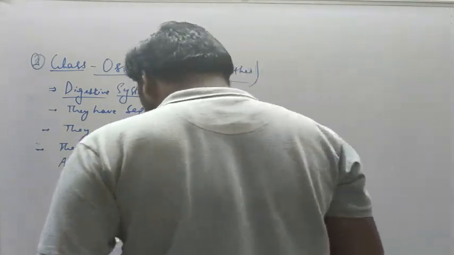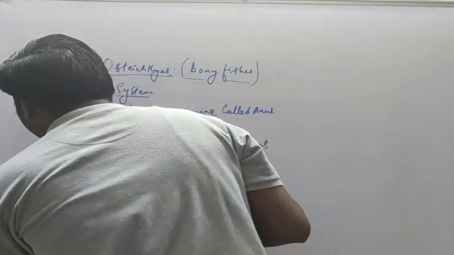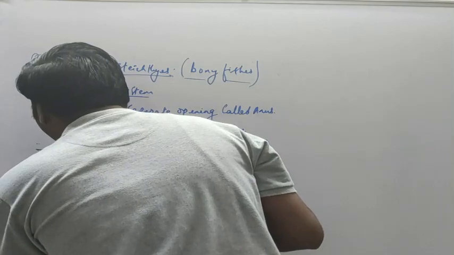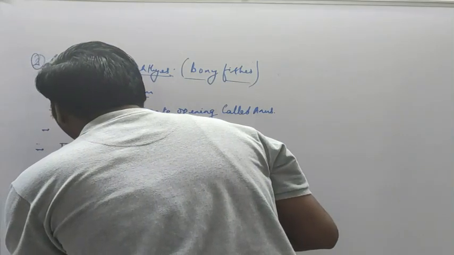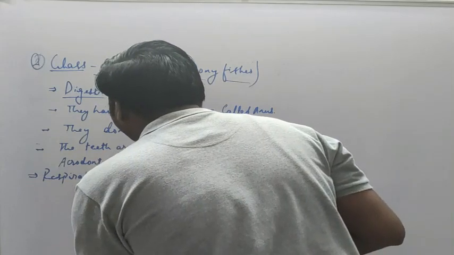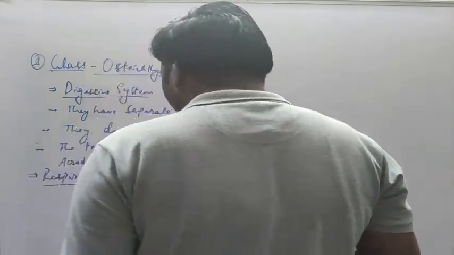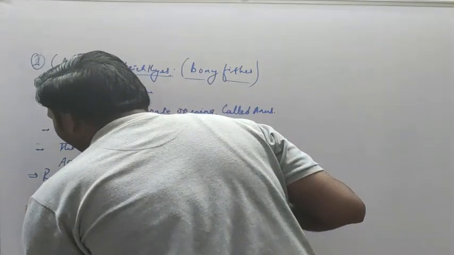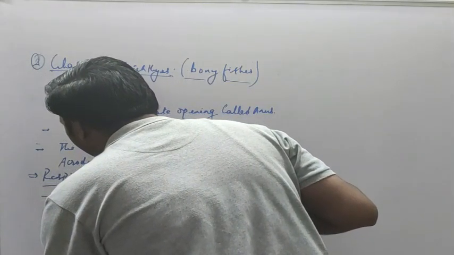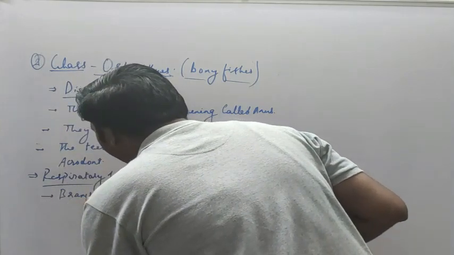The next, another type of system that we are going to discuss is the respiratory system. They are showing the branchial respiration.